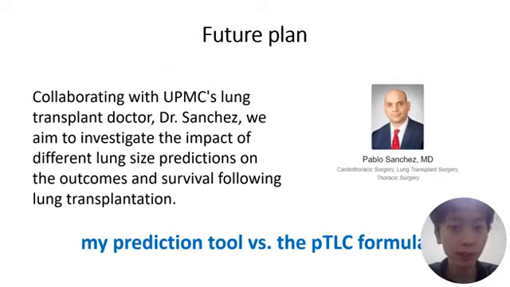To further confirm the usefulness of the developed models, my next step involves clinically validating the tool in facilitating lung transplantation. I am excited to share that I will be collaborating with Dr. Sanchez, a lung transplant specialist at UPMC, to compare the impact of lung size predictions generated by my models with those derived from the PTLC formula. Currently, Dr. Sanchez is actively collecting the necessary data for this comprehensive study.